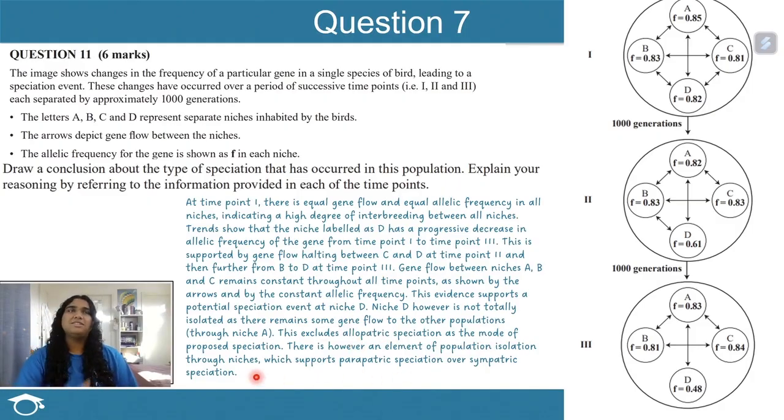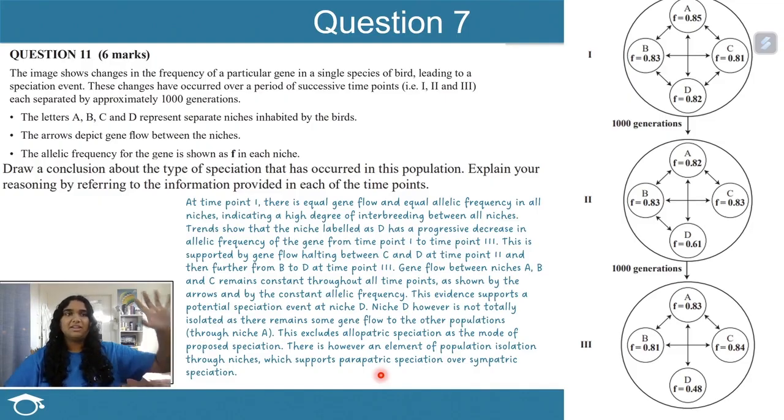So sympatric speciation basically happens where a random chance event causes one particular group of individuals to exchange genes more than the others. It doesn't actually isolate the individuals from any of the other niches, whereas parapatric speciation does have a method, like a mechanism of isolation.